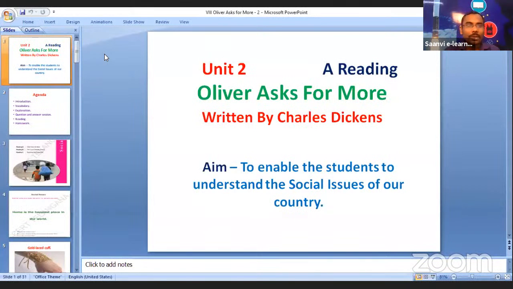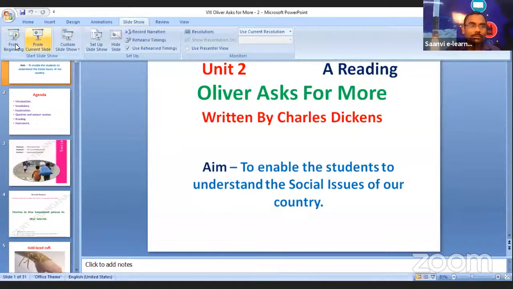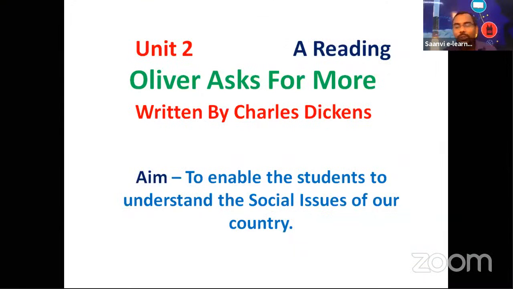Okay, just wait. Let me adjust the screen now. So this is what we have been through in the last session. Unit 2, A Reading, Oliver Asks for More, written by the great writer Charles Dickens. And the aim of this lesson is to make you understand the social issues of our country. Which social issue is being discussed in this chapter? Child labor, isn't it?